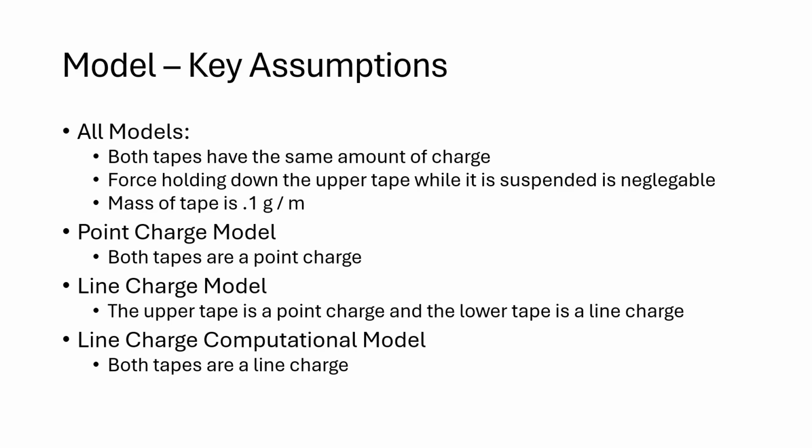First, some key assumptions. For both models, we're assuming that both tapes have the same amount of charge, that the force holding down the upper tape while it's suspended is negligible, and that the mass of the tape is 0.1 grams per meter. For the point charge model, we're approximating both charges to be a point charge. For the line charge model, we're approximating the upper tape to be a point charge and the lower tape to be a line charge. And for the line charge computational model, we're approximating both tapes to be a line charge.